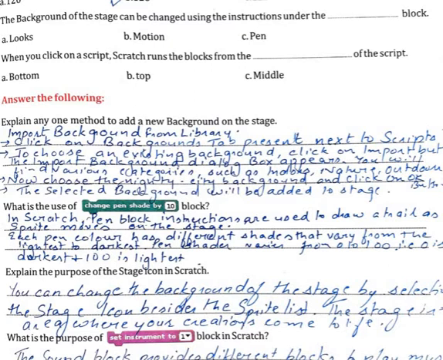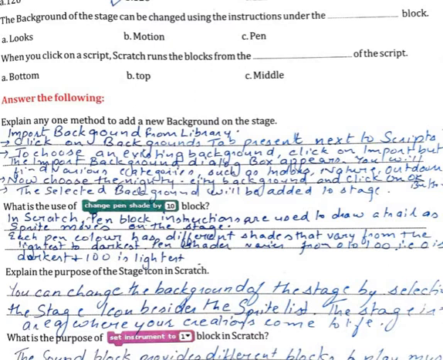Import background from the library. Click on the Backgrounds tab present next to the Scripts tab. Click to choose an existing background. Click on the Import button. The Import Background dialog box appears. You will find various categories such as indoors, nature, outdoors. Choose a background and click the OK button, and the selected background will be added to the stage. So this is one of the ways, that is, import background from the library.